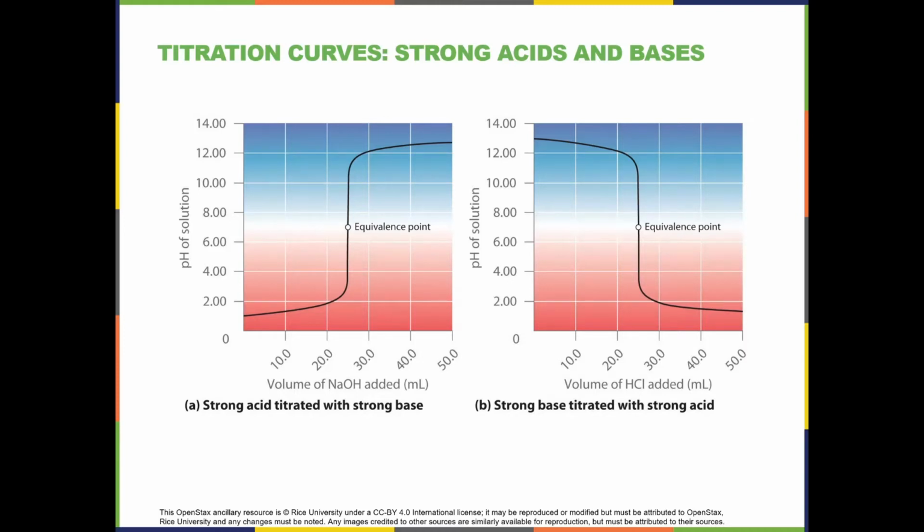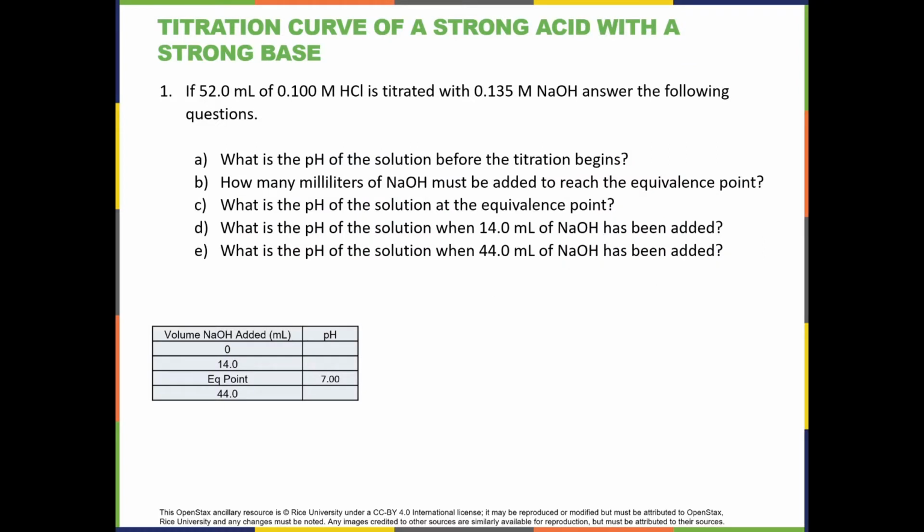In this case, what we see is it doesn't matter which way we go, the equivalence points are the same. The reason for that is if this is HCl and NaOH, you have NaCl and water in solution, and therefore it is neutral, and the equivalence point is at 7, whichever direction that you go. So what we want to do is find some points on this titration curve.